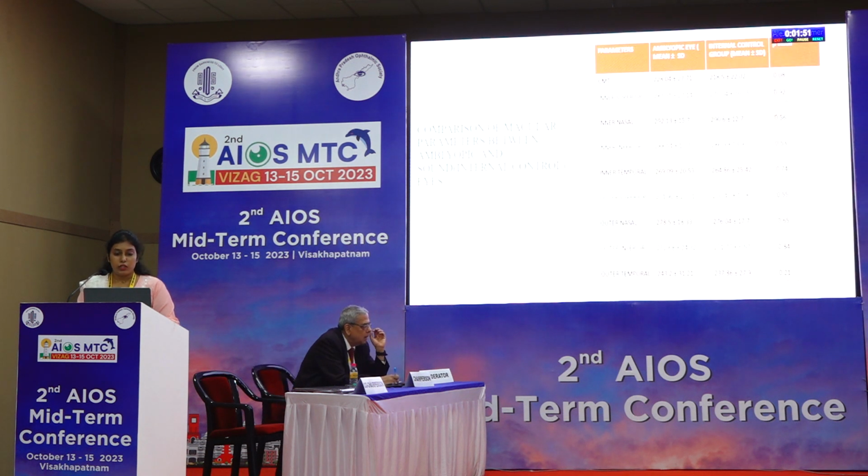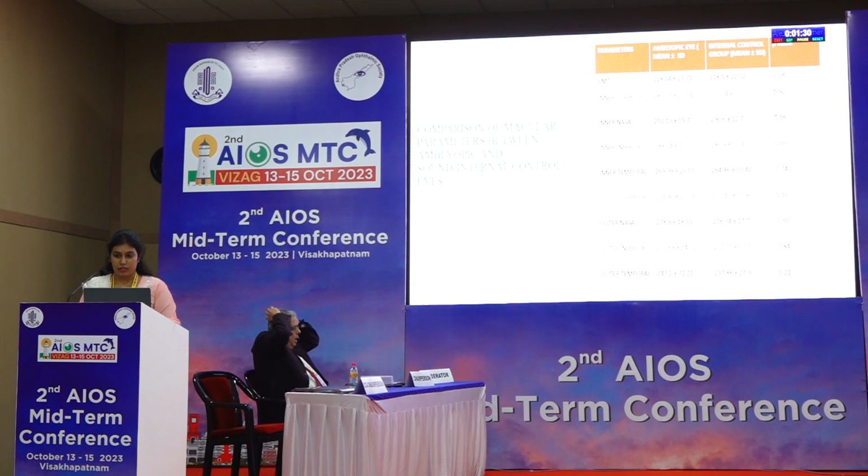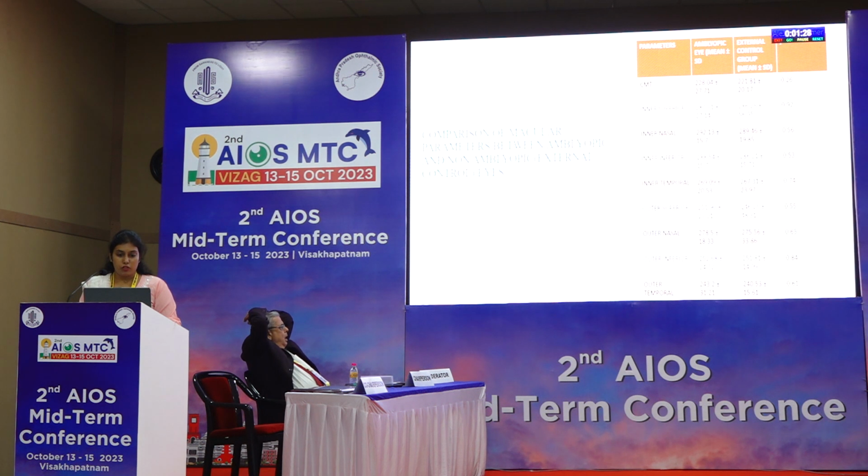This is the table showing the comparison of macular parameters between amblyopic and sound eyes. In this, the central macular thickness and each quadrant of the inner circle and the outer circle were compared between the amblyopic eyes and the internal control group, where the amblyopic eyes showed slightly thicker values compared to the internal control group, but it is not statistically significant. This table shows the comparison of macular parameters between amblyopic and non-amblyopic eyes, where the amblyopic eyes showed slightly thicker central macular thickness and inner and outer quadrants compared to the external control, but it is not statistically significant.